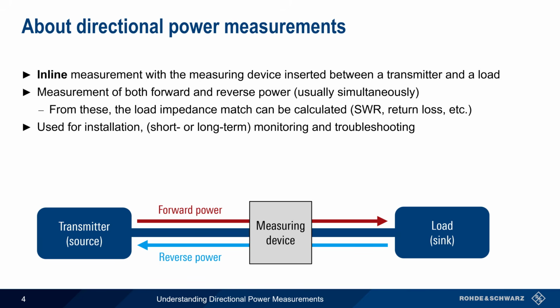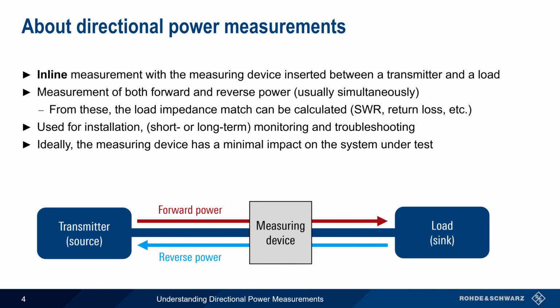Directional power measurements are used during system installation, for short or long-term monitoring of transmitters, and during troubleshooting. In all of these applications, it's important that the measuring device have a minimal impact, and this in turn requires a good impedance match on both sides of the measurement device, as well as very low attenuation through the device.